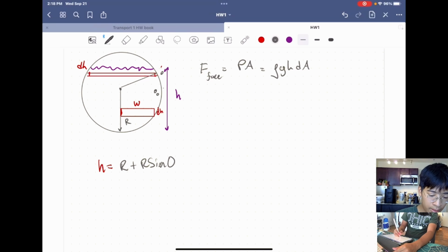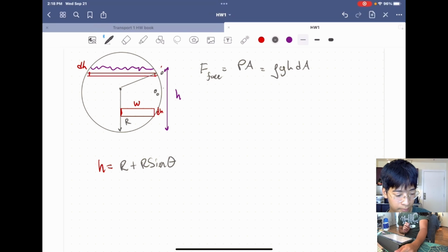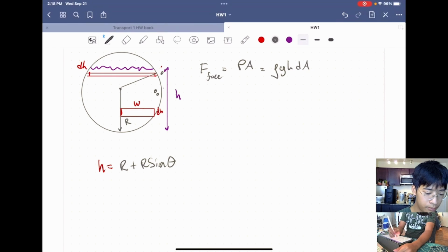Sine theta. Okay. Now what if we go below r? What if our theta is less than 0?